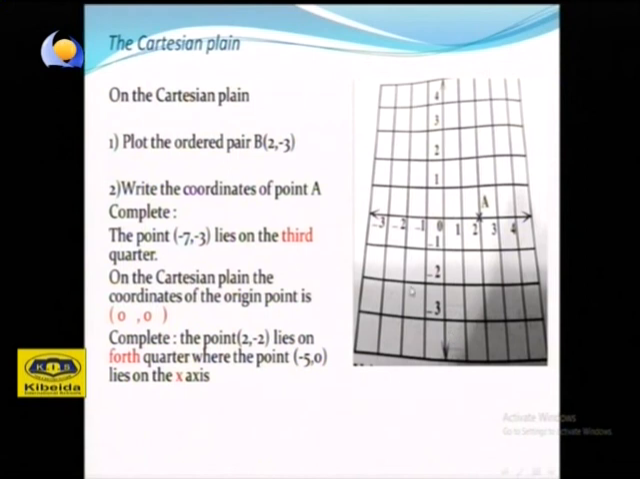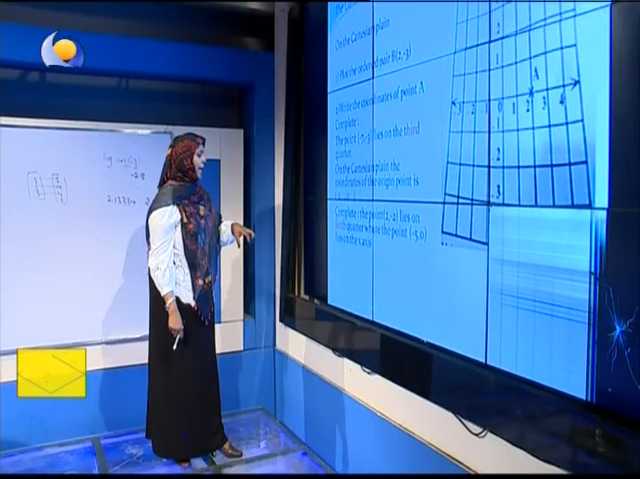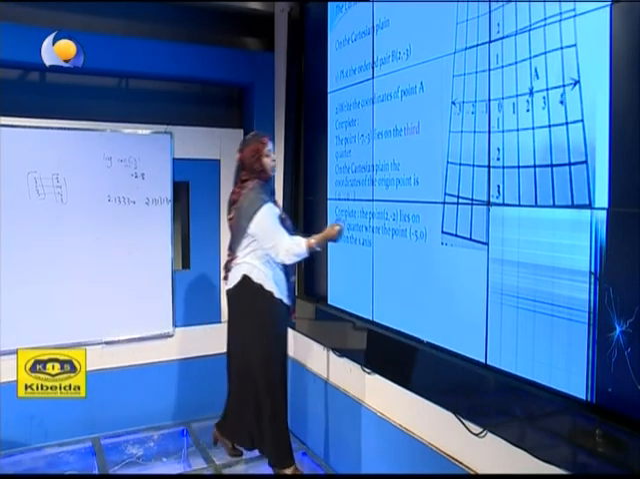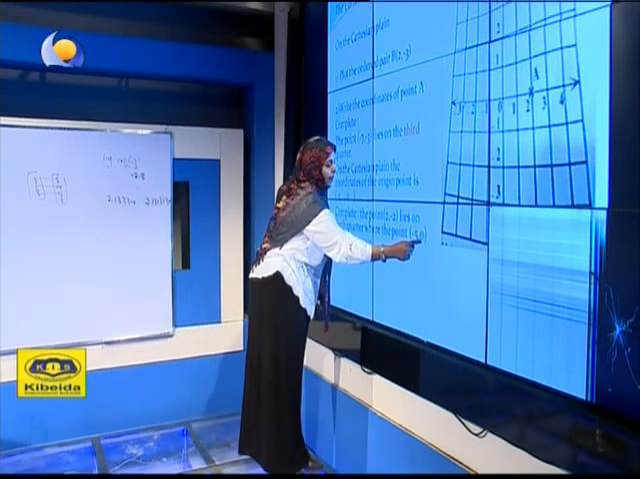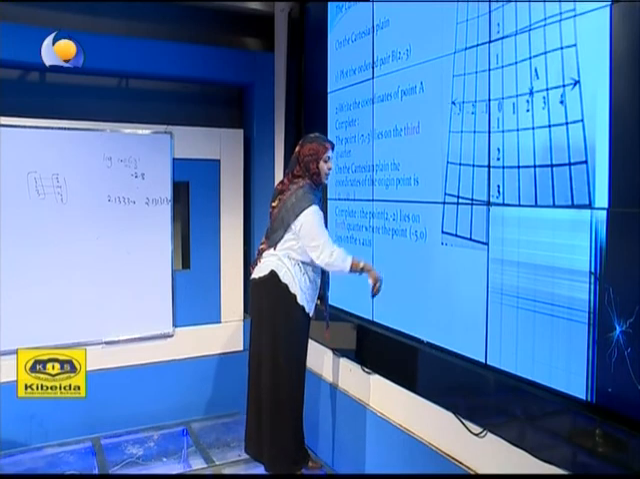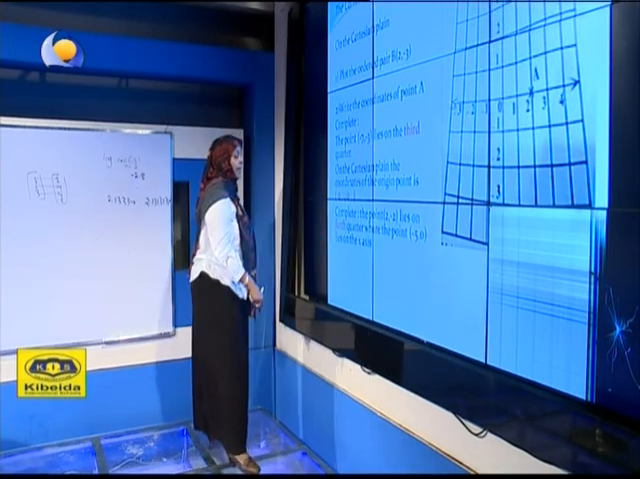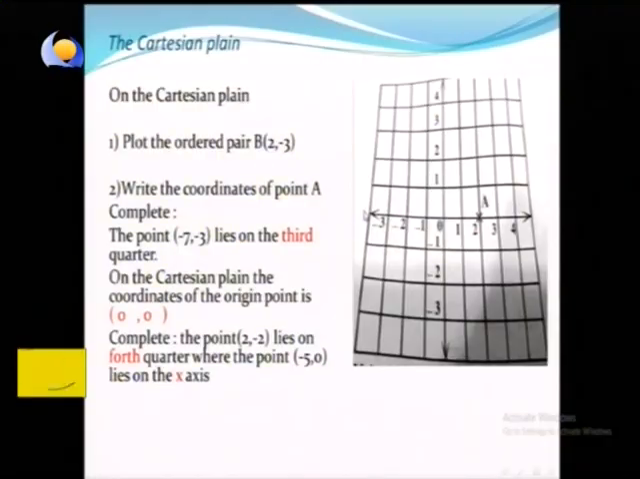Okay, where the point (-5, 0) lies on dash axis. We also know that if the y-coordinate is equal to 0, then the point lies on the x-axis. If the x-coordinate, sorry, is 0, then it's on the y-axis.